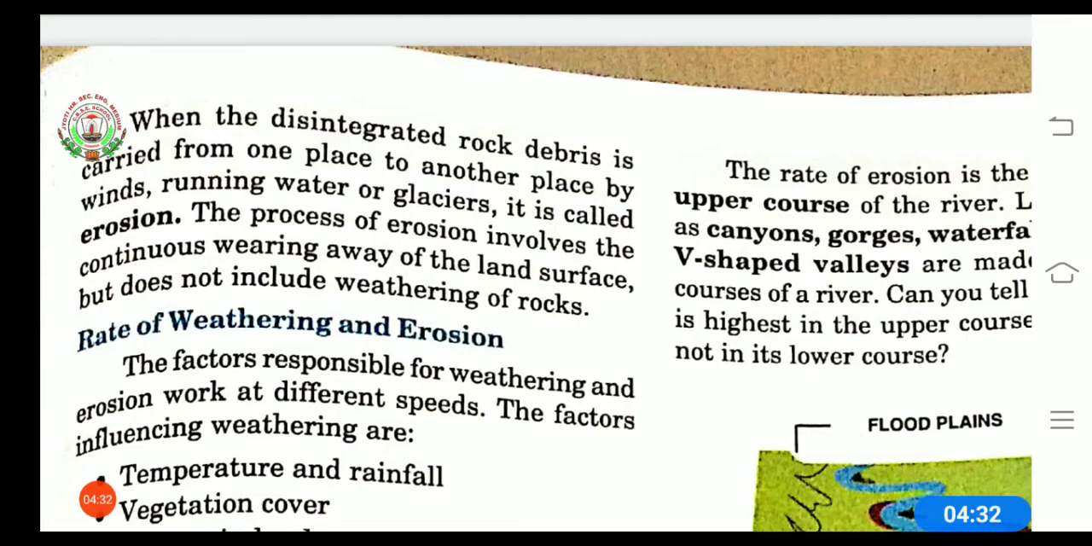The process of erosion involves the continuous wearing away of the land surface but does not include weathering of rocks. So here we have two terms, weathering and erosion. Both are different. The process of erosion involves continuous wearing away of the land surface, meaning when there is continuous wearing away of the land surface because of wind, running water or glacier, that comes under erosion. But weathering of rock does not come under erosion. So there is a difference between weathering and erosion.